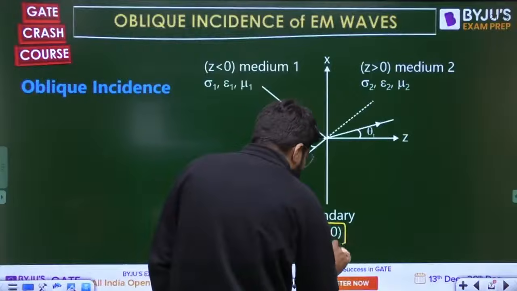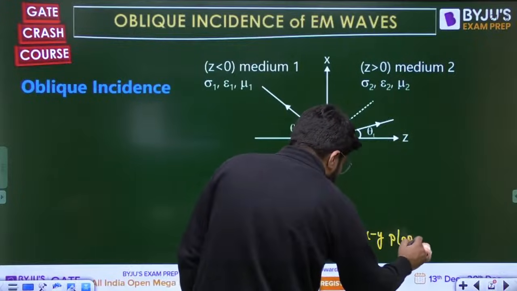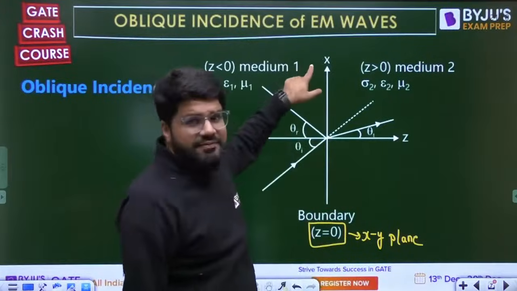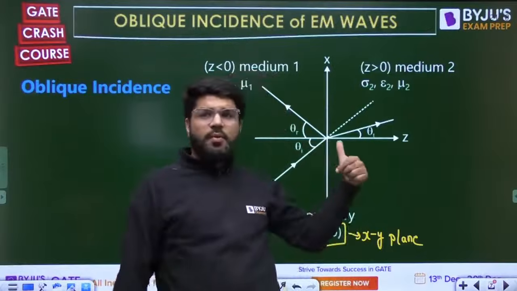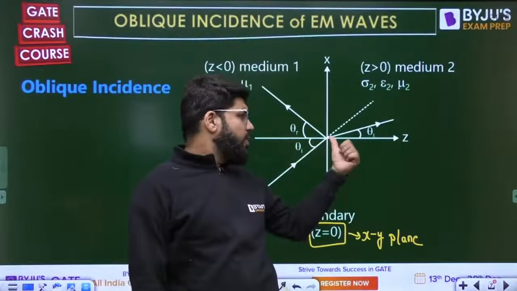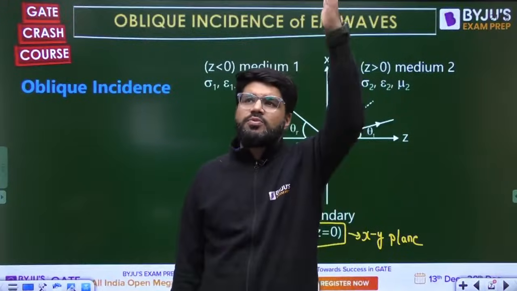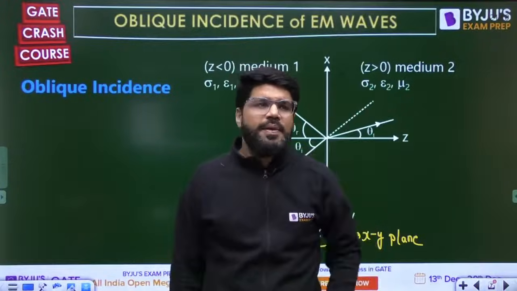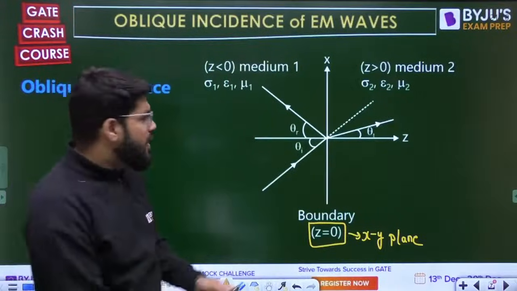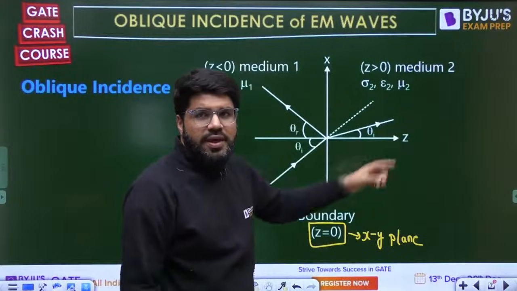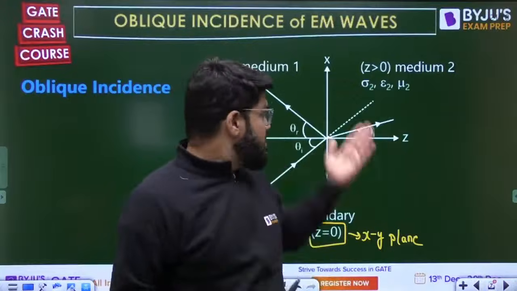Suppose there is a boundary at z equal to 0. Now z equal to 0 is also known as the xy plane, right? For reference, I have taken this as the x-axis, and this direction pointing out of the board is the y direction. So this is my xy plane. I take this as the z direction. z cross x will be y, perfectly. Y is outside of the screen. So this is my xy plane.